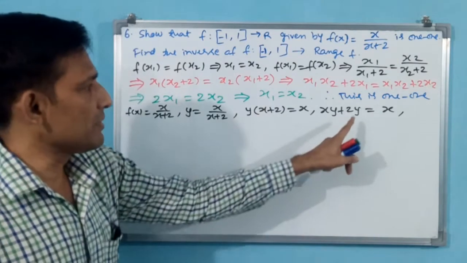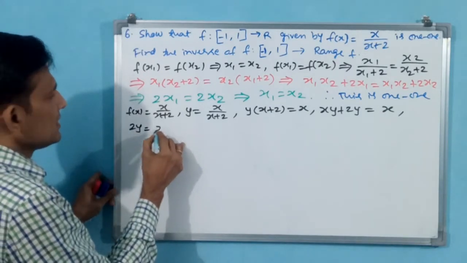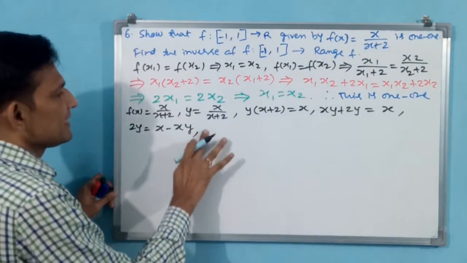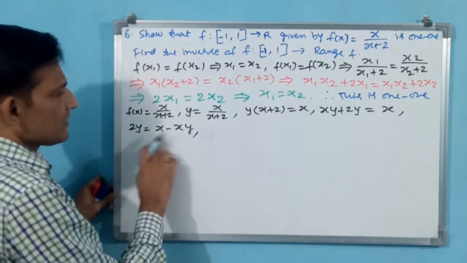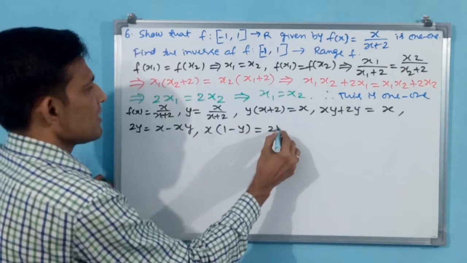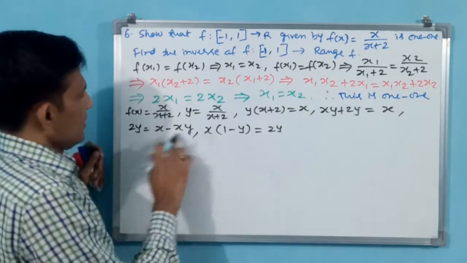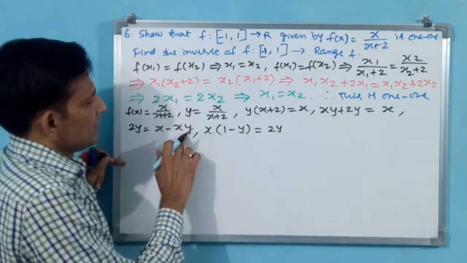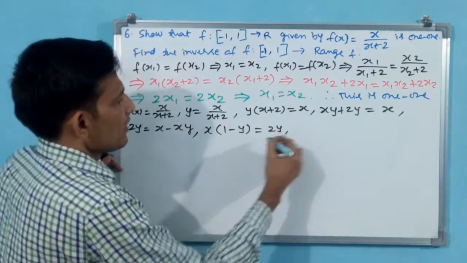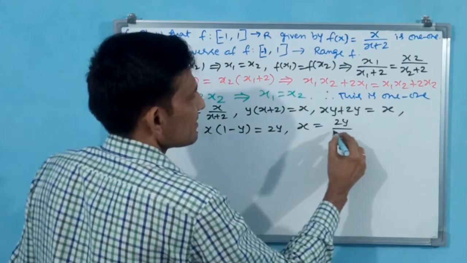xy plus 2y is equal to x, because see, 2y you keep and xy you send that side. 2y is equal to x minus xy. Now x common you take. x common if you take, 1 minus y is equal to 2y. Both sides are equal. Now what I do, I want x is equal to 2y by 1 minus y.